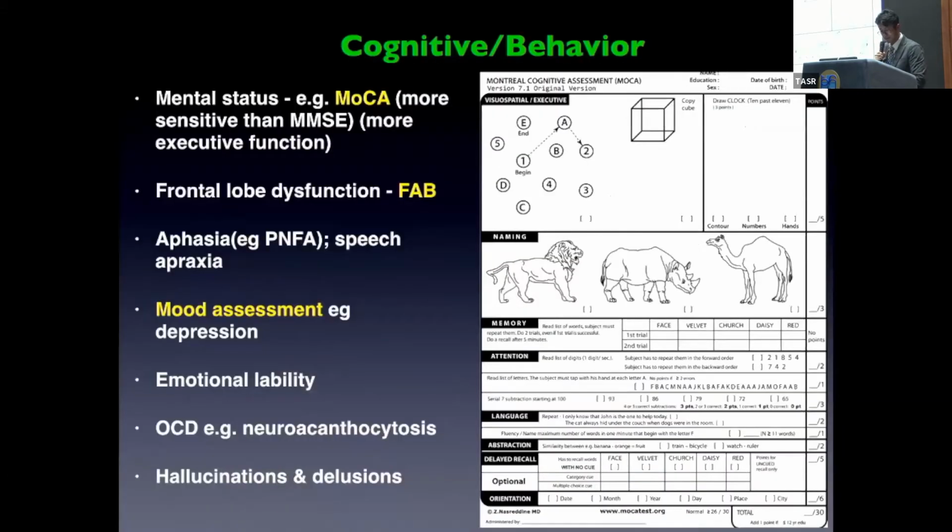So besides the motor examination, the cognitive and behavior examination is also somewhat important. Always do a Montreal Cognitive Assessment, which is a more sensitive test as compared to the Mini-Mental State Examination. For frontal lobe dysfunction, you may want to do a Frontal Assessment Battery, and then look for aphasia, speech apraxia, mood assessment. As we know, depression is very common in patients with Parkinson's disease. Look for emotional lability, obsessive compulsive disorders, hallucinations, and delusions.